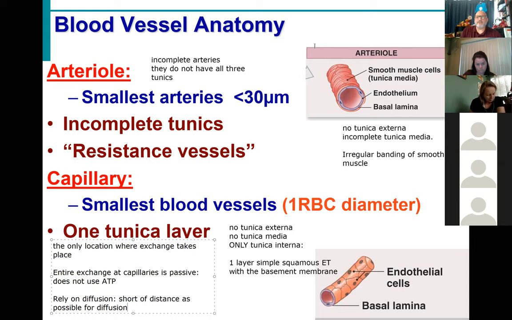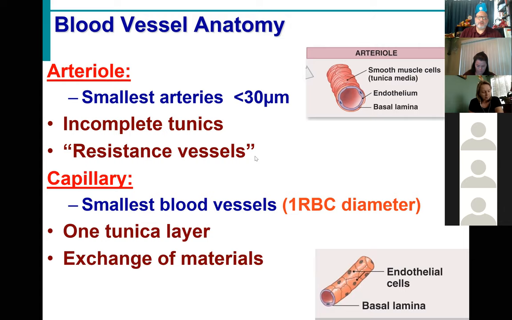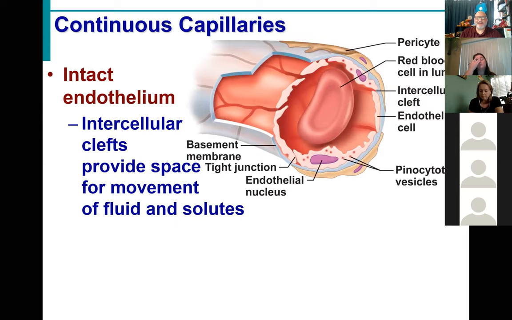now that is the general anatomy of a capillary, but there are three main types of capillaries. So let's take a look at and discuss our three main types of capillaries. The first one is what we call a continuous capillary. It is called a continuous capillary because the capillary's wall is continuous. It is complete and it is intact.